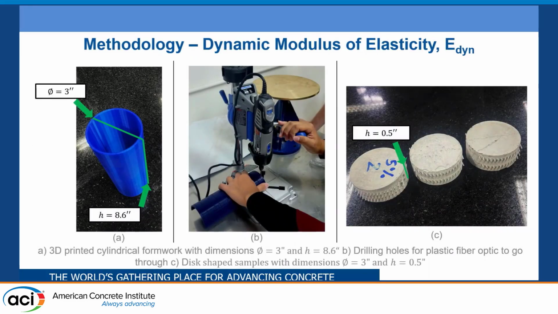Now, with the dynamic modulus of elasticity, we used a formwork that was designed using Inventor, and then we 3D printed it so we can have a cylinder that lets the fiber go through its diameter. After the casting, we cut it into discs so we can perform the test.